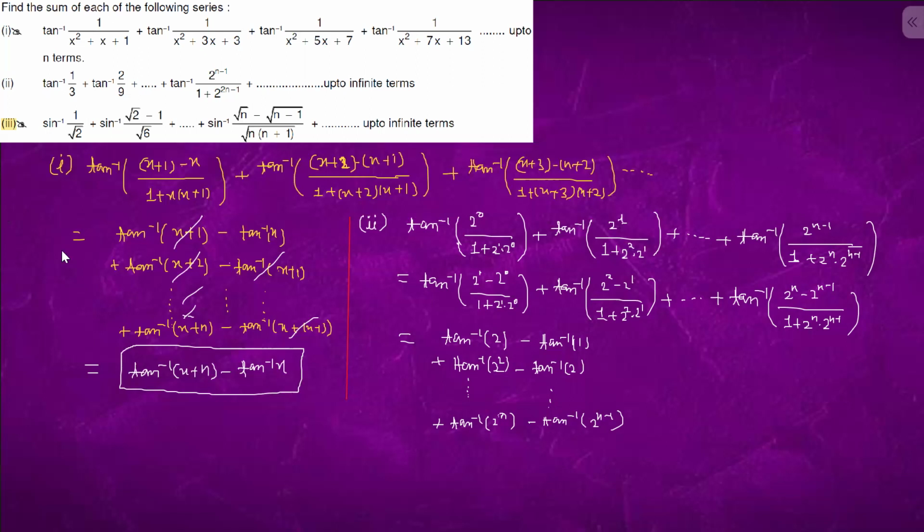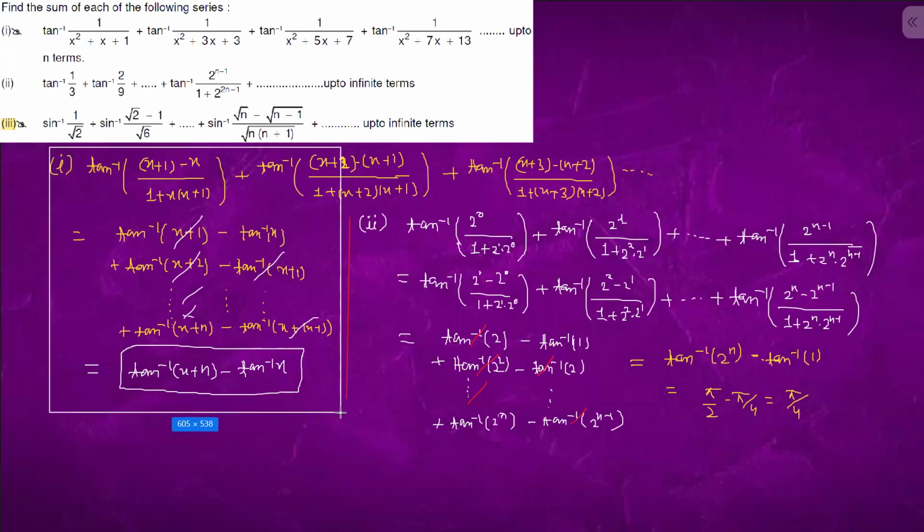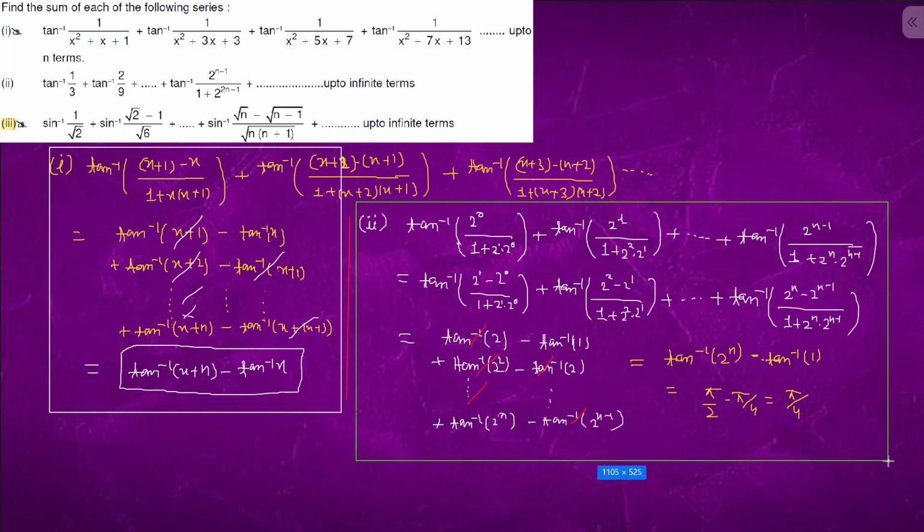If you see this, first term, second term are cancelling. So only the last term and the first term will be left. So this is what? Tan inverse 2 to the power n minus tan inverse 1. When n tends to infinity, tan inverse of infinity is pi by 2, minus pi by 4, which is pi by 4. That is the answer. So this is the solution for this one, okay?